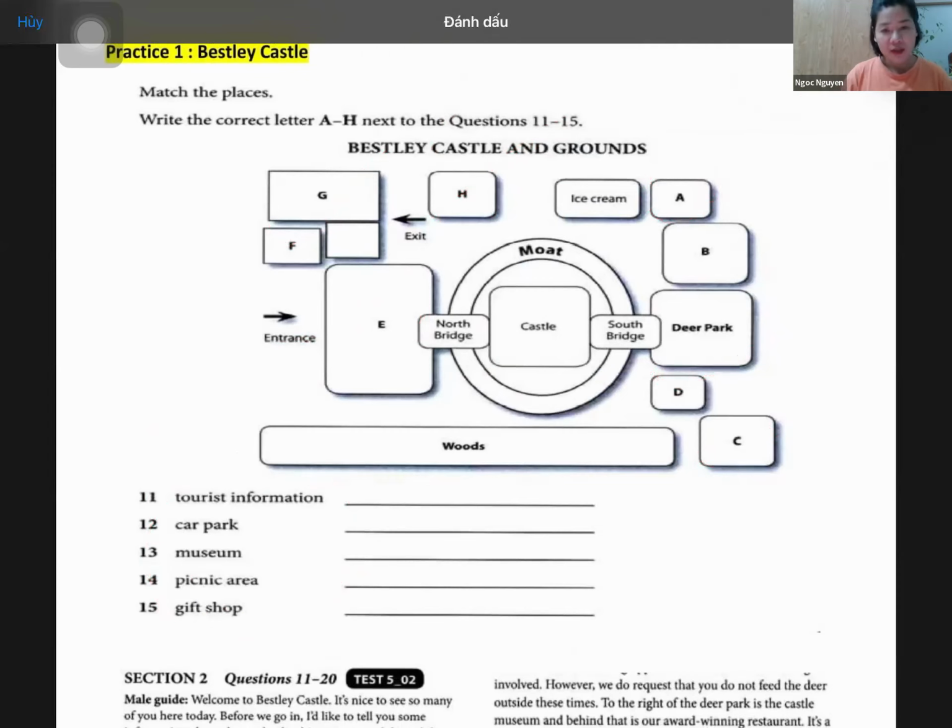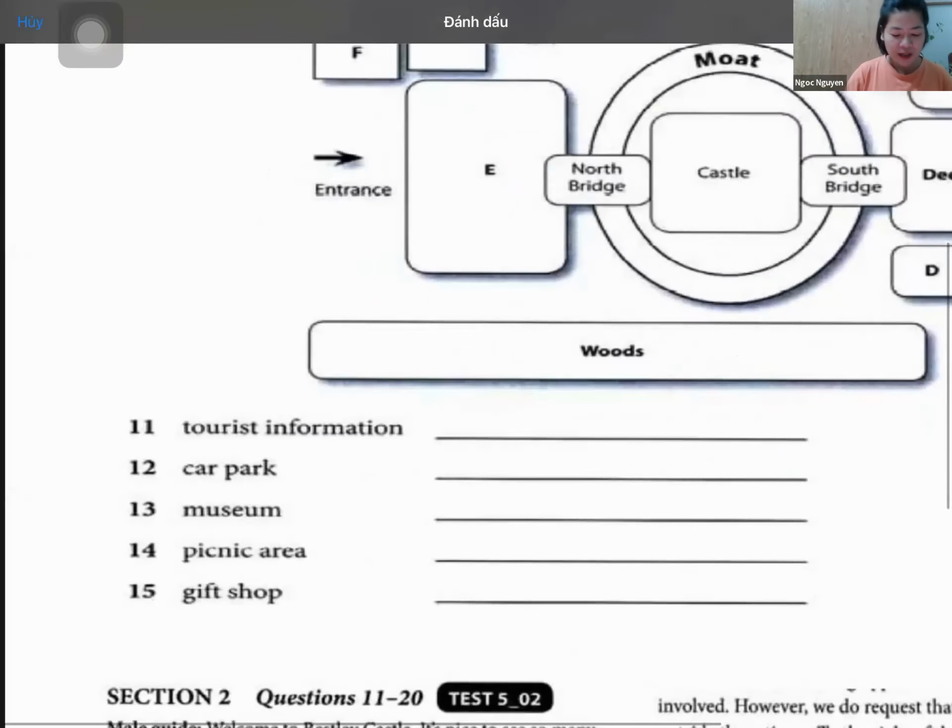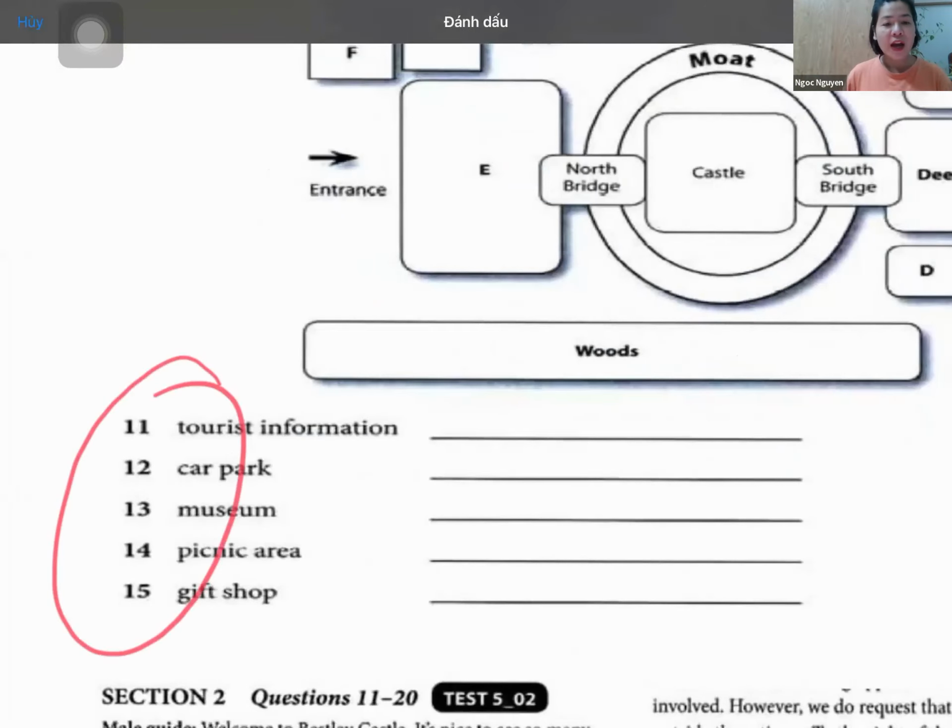And you can't trust the letters, but you can trust the numbers, right? IELTS will always talk about 11 first before it talks about 12 or before it moves on to 13. It will always talk about tourist information before it talks about a car park or a museum. Thank you. And that's it.